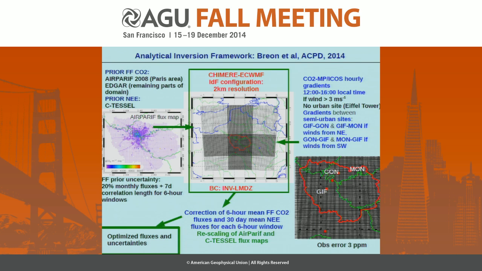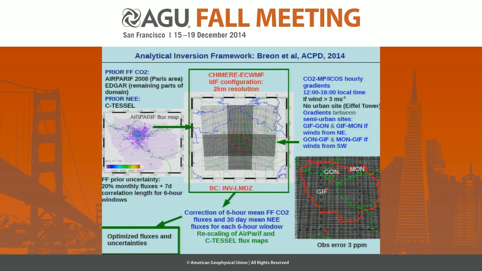To be more precise, if the wind is from the southwest, we take Gif as reference and assimilate Mauger minus Gif and Gonesse minus Gif into the system. If the wind is from the other direction, it's the other way around: Gif minus Mauger and Gif minus Gonesse are assembled into the observation vector. With this, we correct the 6-hour mean fossil CO2 fluxes and the 30-day mean NEE fluxes for each 6-hour window. But we keep the spatial distribution, so we only rescale the Airparif and the C-TESL flux maps.